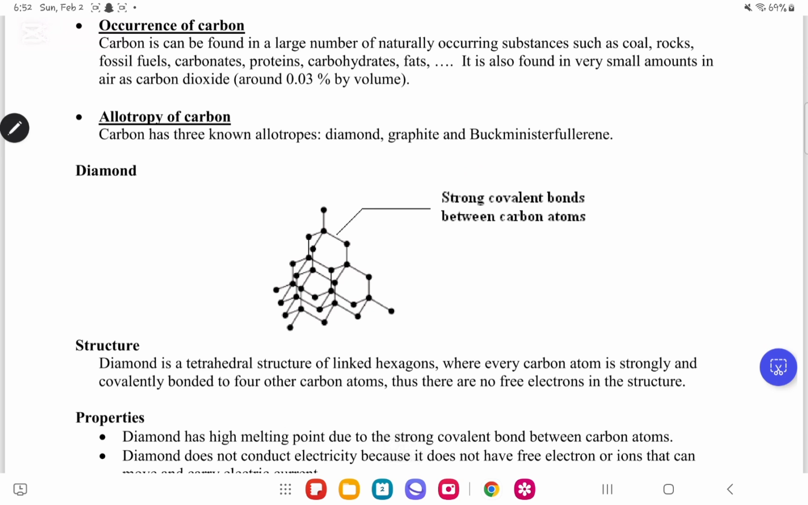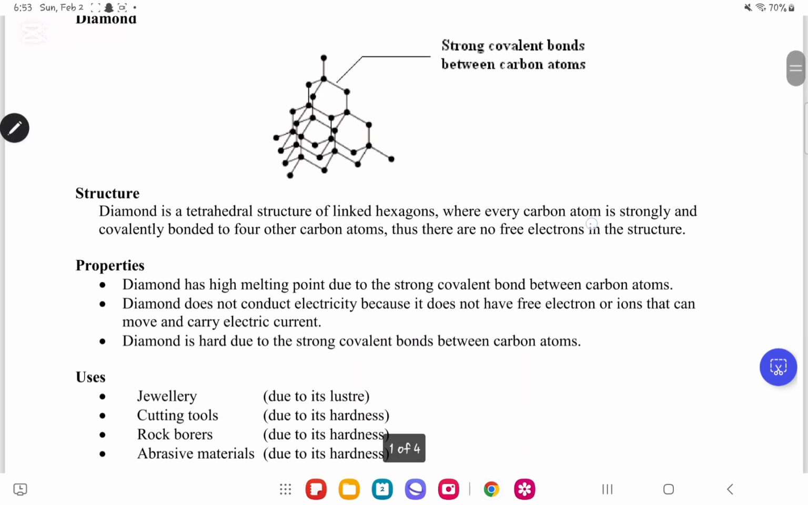Now, what is the allotropy of carbon? Carbon has 3 known allotropes, and these allotropes are diamond, graphite, and Buckminster fullerene, or just fullerene. Diamond is basically a C bonded to 4 other C's. Graphite is a C bonded to 3 other C's. And Buckminster fullerene, we haven't discussed it yet. This is just a recap of what we've done, so let us just read and understand what has happened.